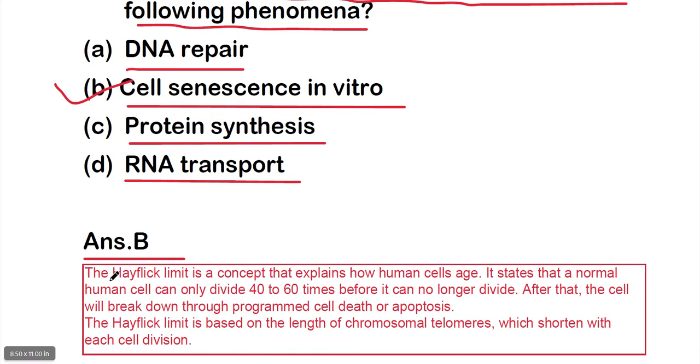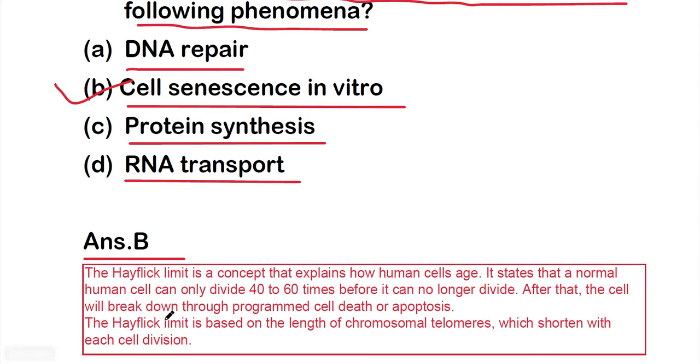How? Here we will see. The Hayflick limit is a concept that explains how human cells age. It states that a normal human cell can only divide 40 to 60 times before it can no longer divide.